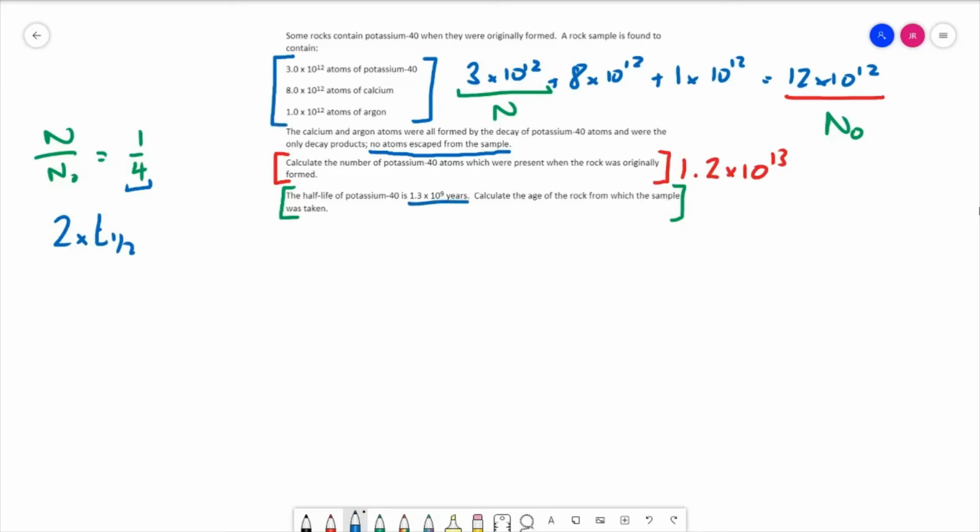We're given the half-life 1.3 times 10 to the 9 years, and therefore we simply multiply that by 2. 2.6 times 10 to the 9 years is the age of the rock.